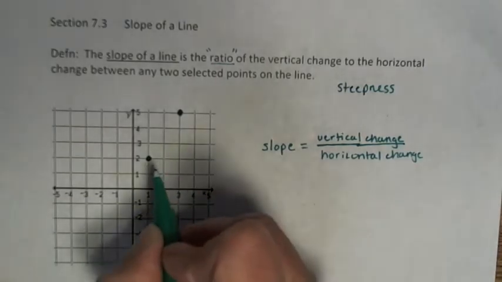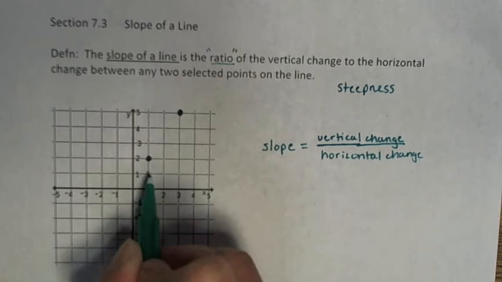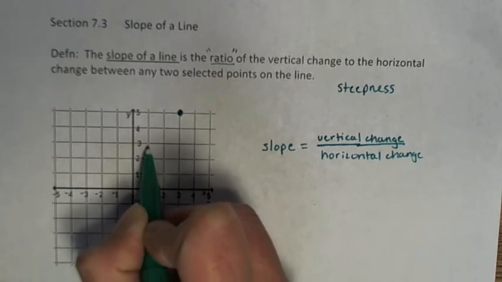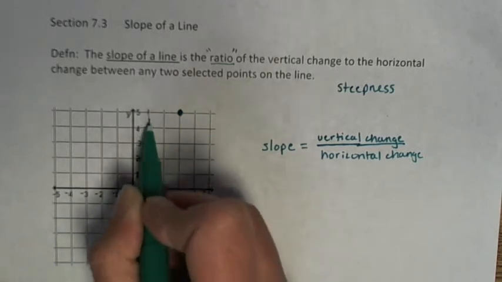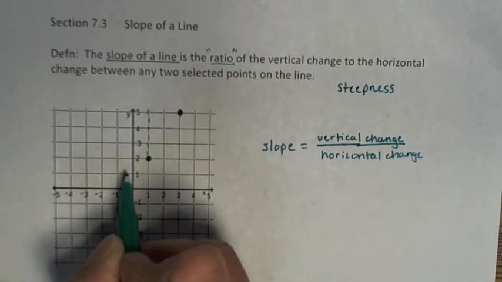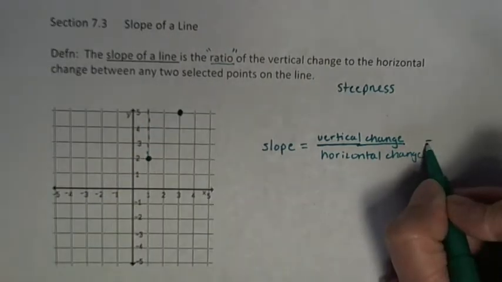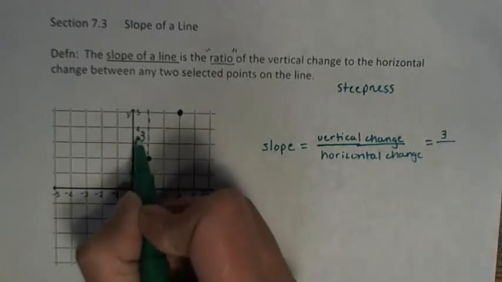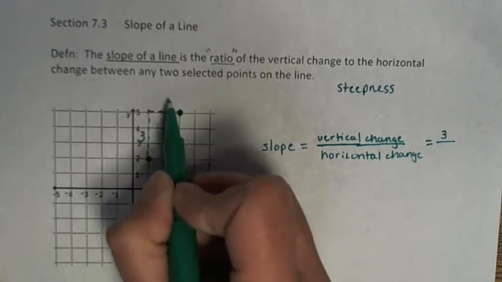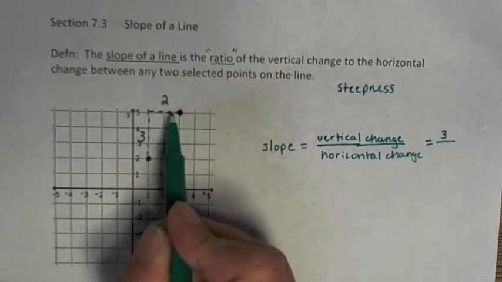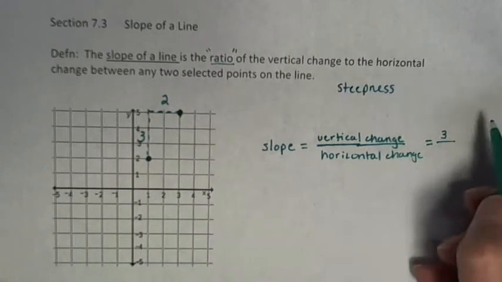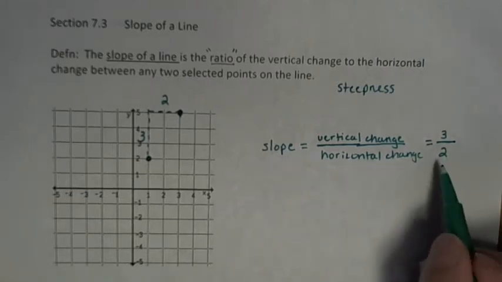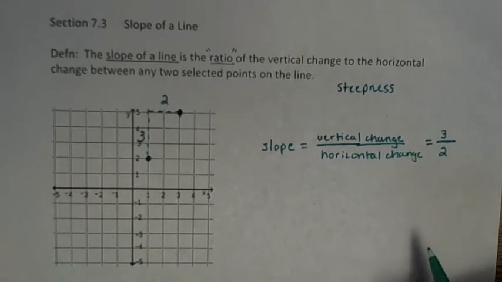So let's take a look at that with these 2 points. If I look at the vertical change, that is my up and down change. So if I look at where my 2 is here, I would need to go up 3 units to get straight across from the second point there. So my vertical change here is in fact 3 units. My horizontal change, on the other hand, is going to be 2 units, because to get to this second point, I would need to move 2 units. So the slope for this particular line, we could say, is a slope of 3/2.